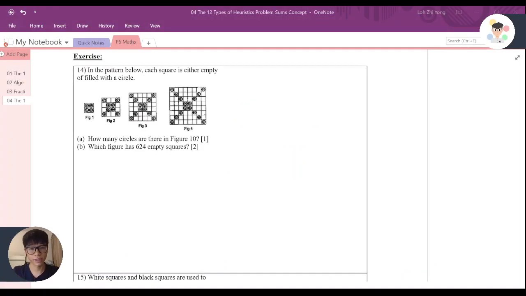Welcome back to digital class, and this is a discussion for book number 4, the 12 types of heuristic problem sum concept. And this is the pattern concept, okay? And which is the last type 4, different figures.